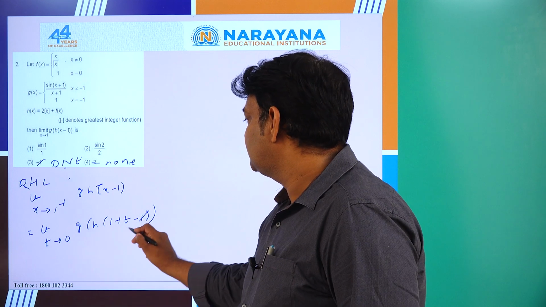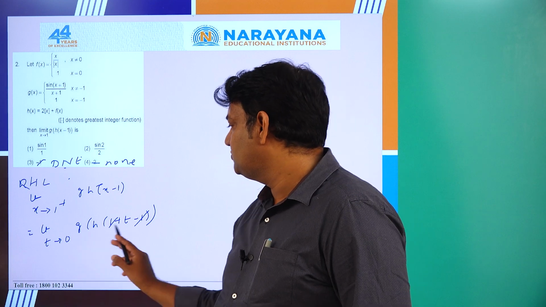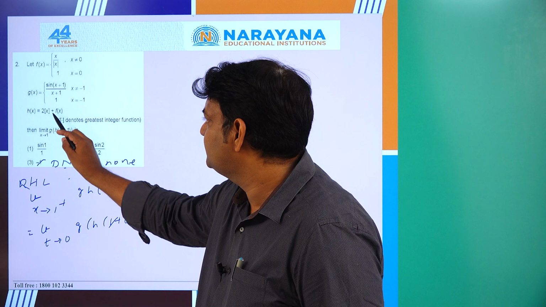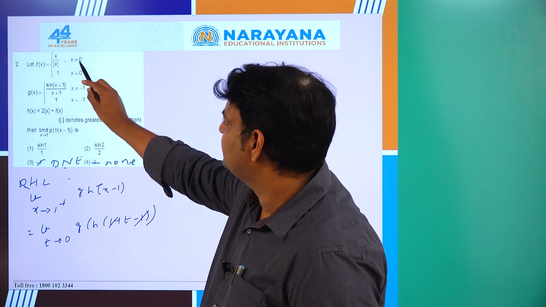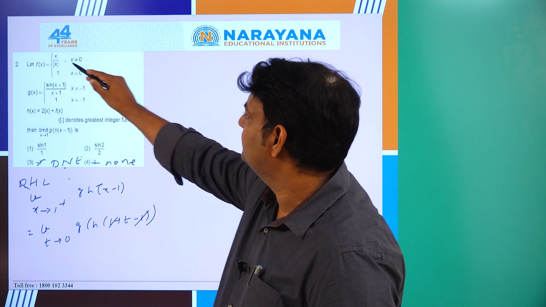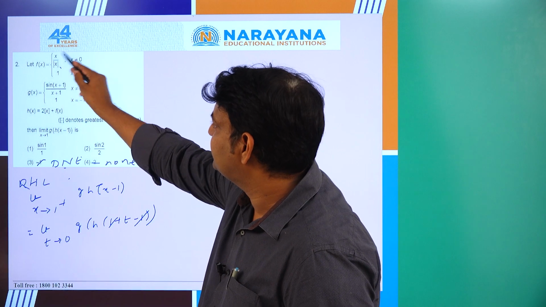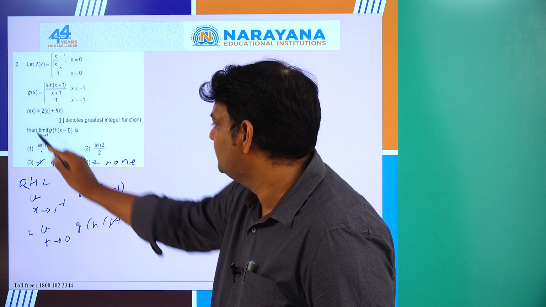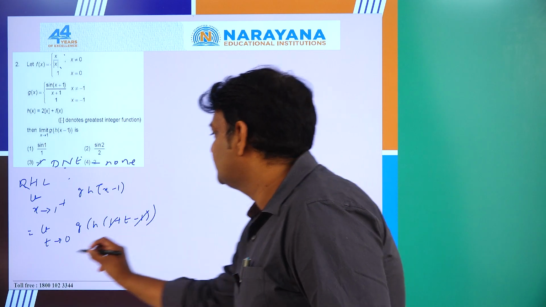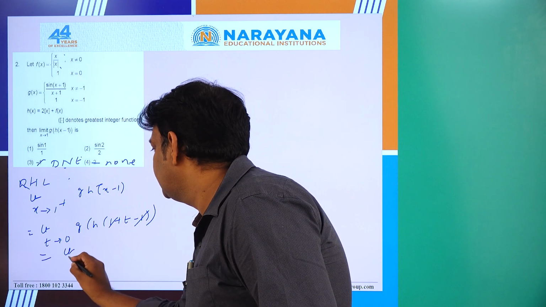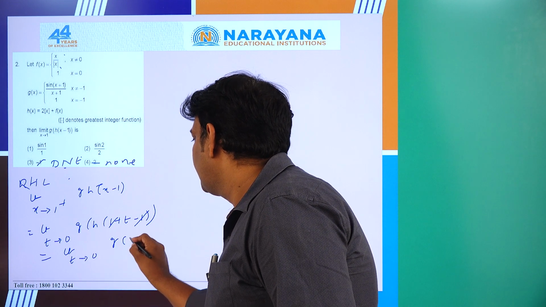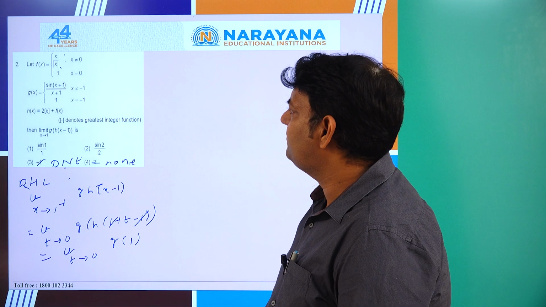So 1 and 1 got cancelled. Now come on, tell me, when t is going towards 0, h of 0 plus, greatest integer value of 0 plus, what is f of 0 plus value? 0 plus, so mod x is x, x and x got cancelled, that value is what? 1. This is 1, this is 0, so this is what? 1. So this is nothing but limit t tends to 0 g of 1. Now what is g of 1?